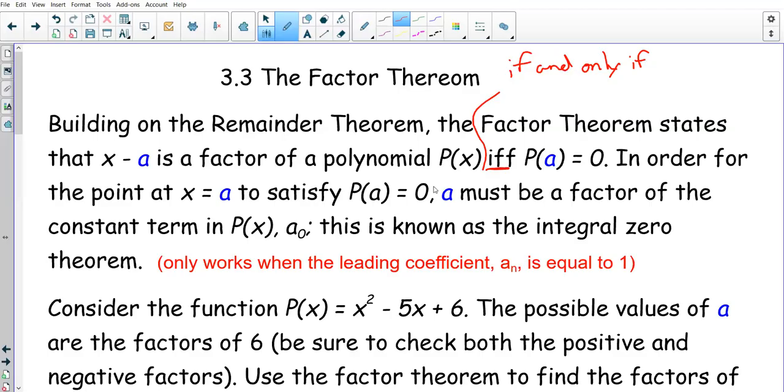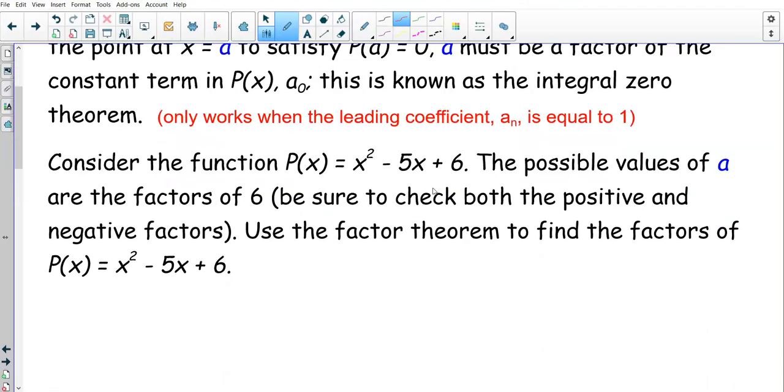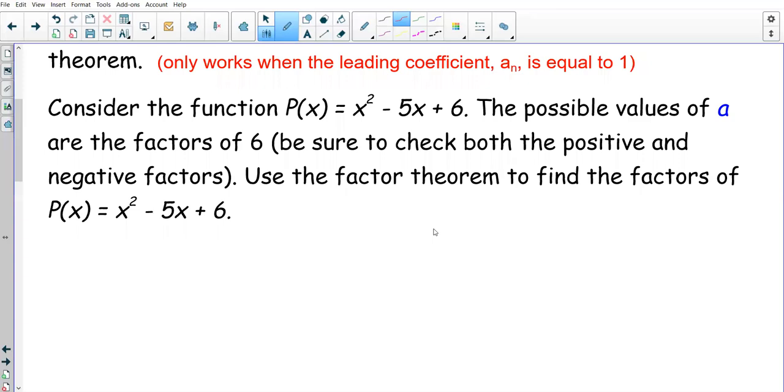All right, so we're going to go back to our favorite function, our quadratic here, x squared minus 5x plus 6, with possible values of a that are factors of 6. And we have to make sure we check both the positive and the negative factors. And then we're going to use this factor theorem to find the factors of p of x equals x squared minus 5x plus 6.